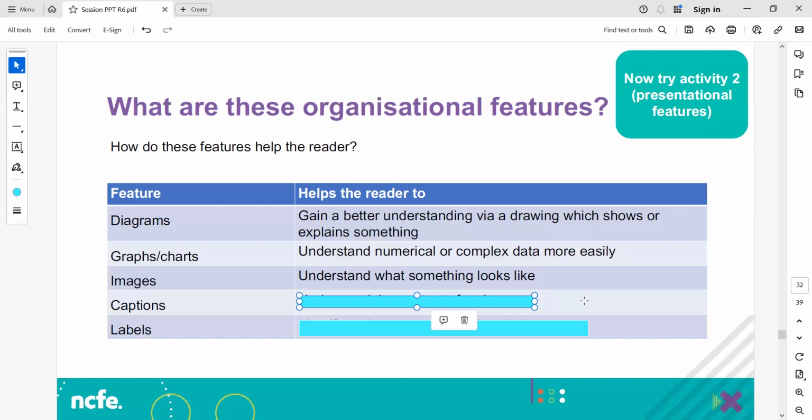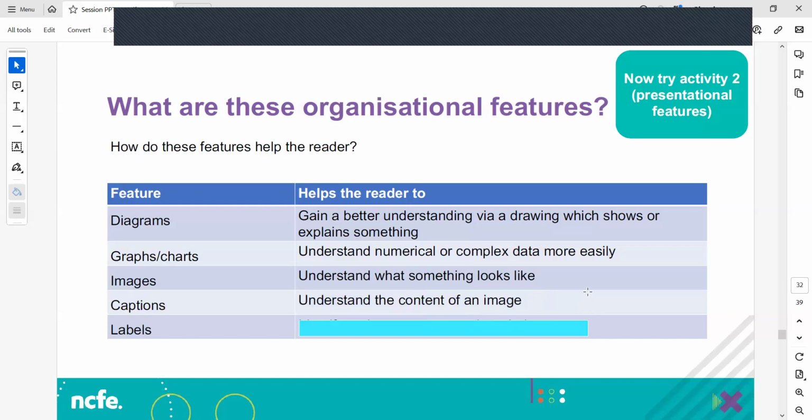So a caption is under a photograph or picture, and it helps you understand what it is. If it's a picture of a person, it might say the person's name. If it was a picture of a building, it would tell you what the building is, what it's called. Labels help to identify what an image, map, or graph is showing us. So any questions there?